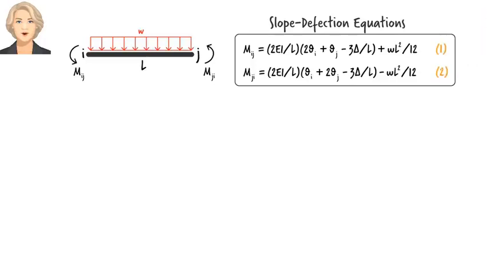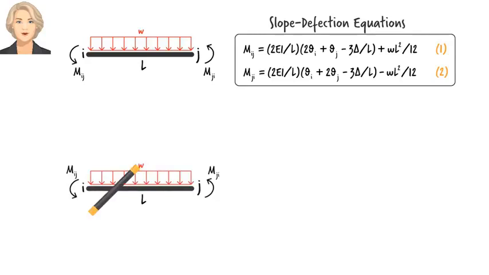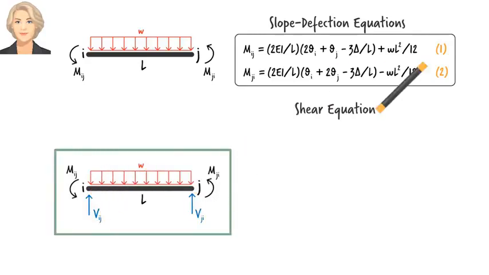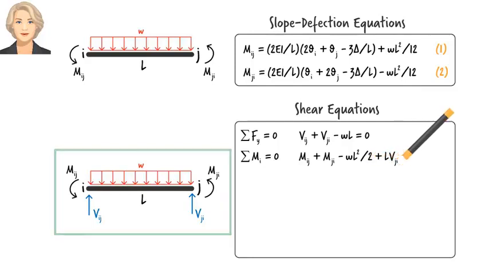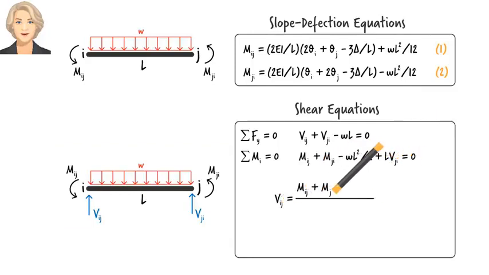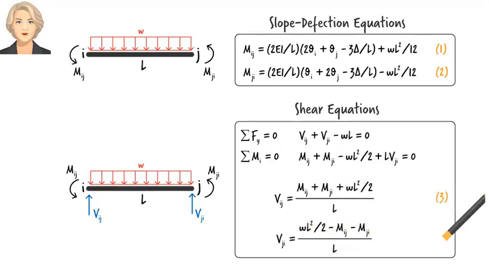We also want to represent the member end shear forces in terms of theta and delta. For this free body diagram, we can write: sum of the forces in y direction must be 0. Sum of the moments about end I must be 0. Solving these equations for Vij and Vji, we number these equations 3 and 4. Here are our 4 equations.